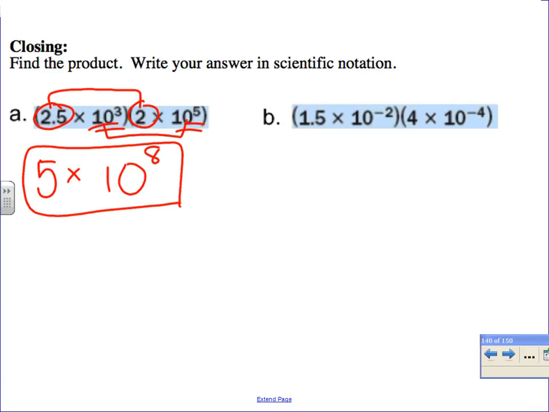So we have 1.5 times 4. Just multiply the first part of the scientific notation and then the second part. So what is 1.5 times 4? Alyssa? Good. Times, we have 10 to the negative second times 10 to the negative fourth. When you're multiplying same base, add exponents. Remember, scientific notation is the only time you're allowed to keep them negative. So Adam, what do we get?